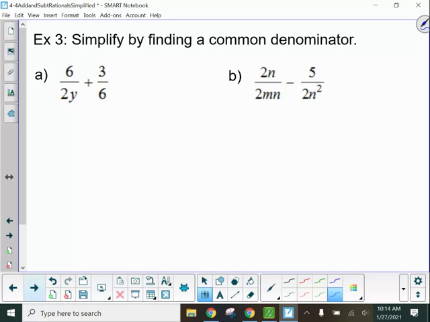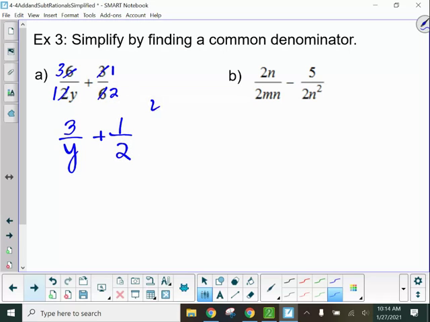So for part A, I have 6 over 2y plus 3 over 6. You do want to make sure that you reduce whatever you can reduce first. That'll make things a little bit easier to work with. So the 6 over 2 can reduce to a 3 and a 1. So that's going to become 3 over y. And sometimes you may not be able to reduce, but always look for it first. The 3 over 6 is going to reduce to a 1 over 2.